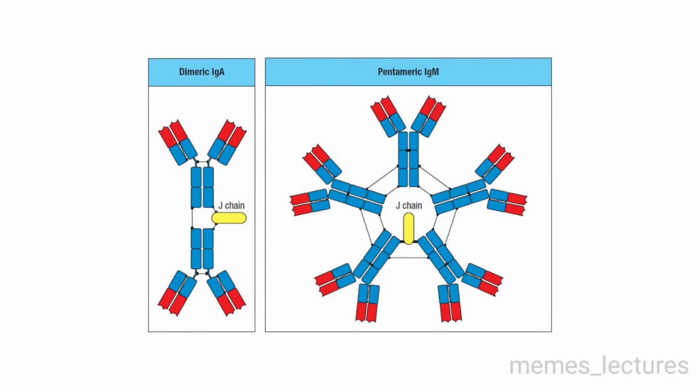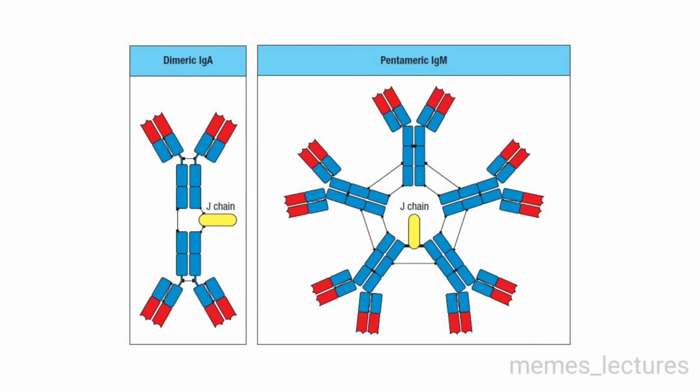The IgM and IgA molecules can form multimers. IgM and IgA are usually synthesized as multimers in association with an additional polypeptide chain, the J chain. In dimeric IgA, left panel, the monomers have disulfide bonds to the J chain, as well as to each other. In pentameric IgM, right panel, the monomers are cross-linked by disulfide bonds to each other and to the J chain.